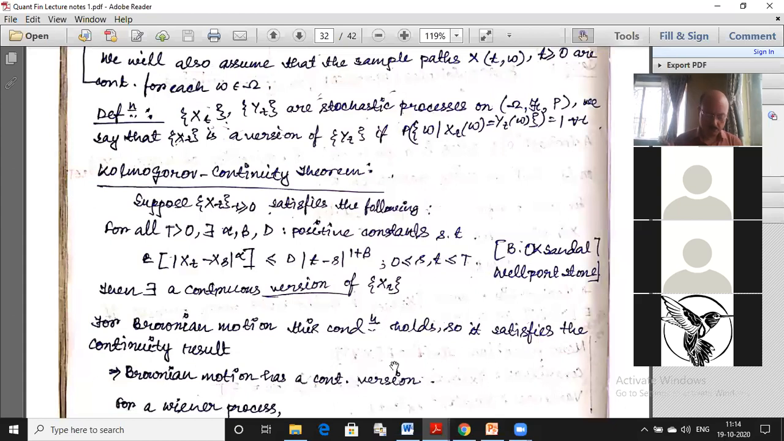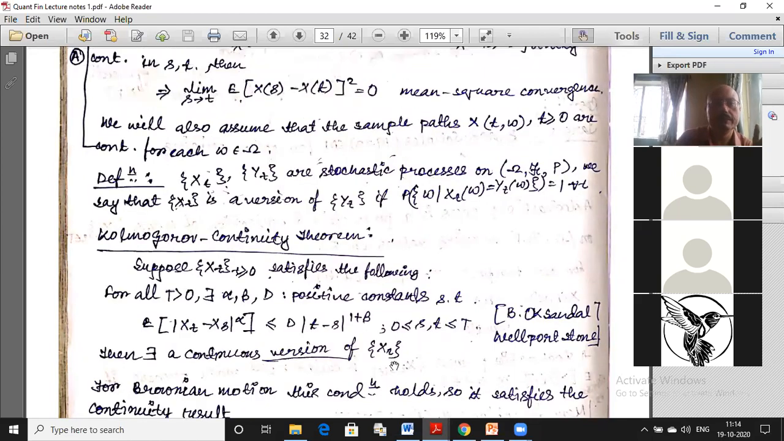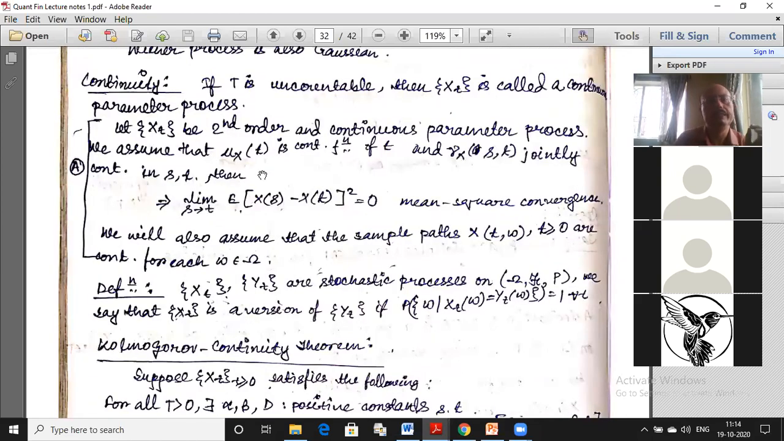Yes, sir. So basically we are working with a stochastic process which is second order, continuous parameter, which has this nice continuity of the mean and covariance functions. And I also know that if I'm working with the Brownian motion, then I also have continuous sample paths. Because these assumptions are so convenient, I have clubbed them together and I call it assumption capital A.